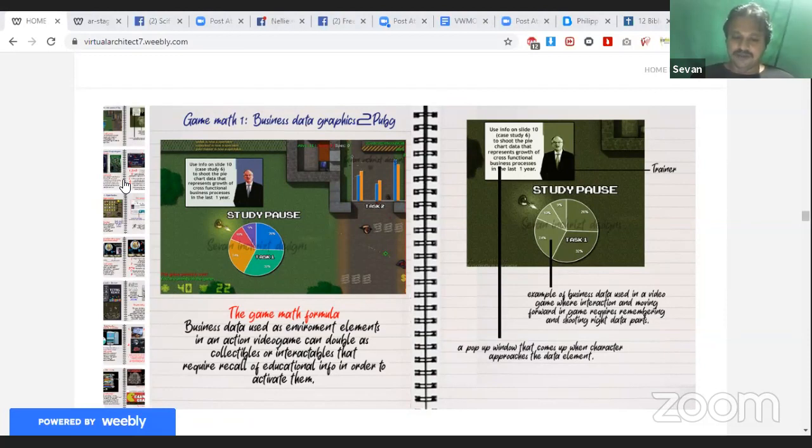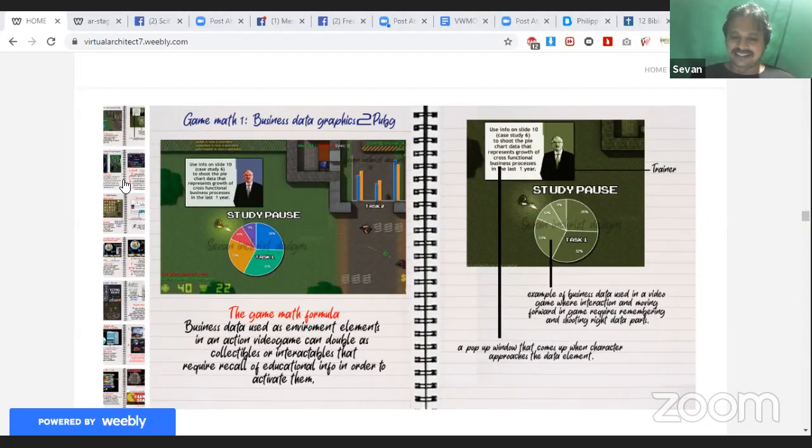Business data uses environment elements in an action video game, which can double its collectibles or interactables that require recall of educational info in order to activate them. It means that if you replace a video game's environment elements with business data or infographics, not necessarily business data, but infographics, right? In this case business data, but it can also be charts from textbooks, mathematical illustrations, or all kinds of different things.